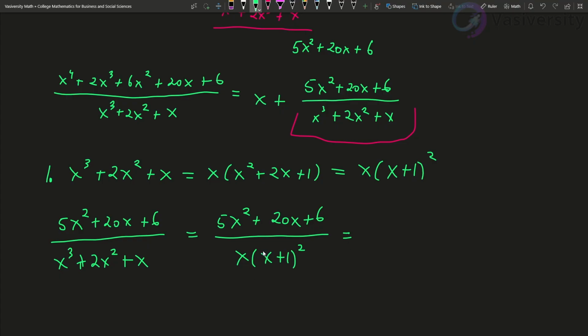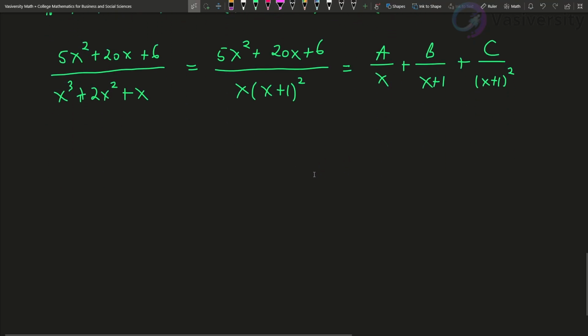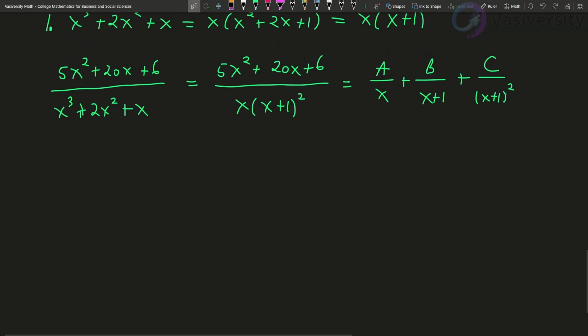So we can start breaking it down here. We're going to have A over x plus B over (x+1) plus C over (x+1) squared. Okay, so now we simply have three coefficients. And of course, once we have three coefficients, we are able to decompose this fraction.